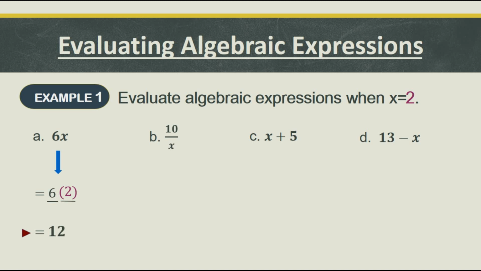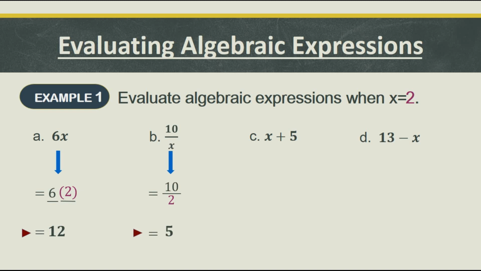Let's have the second example. 10 divided by x, or 10 over x. The same as what we do in example A, just substitute the value of x. So now it becomes 10 divided by 2. Simplifying 10 over 2, we get 5.